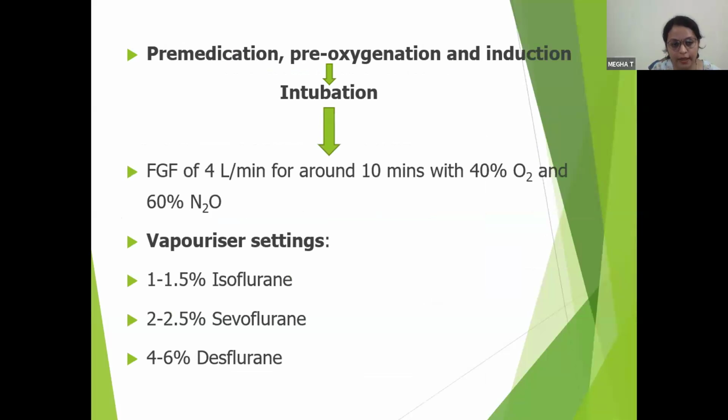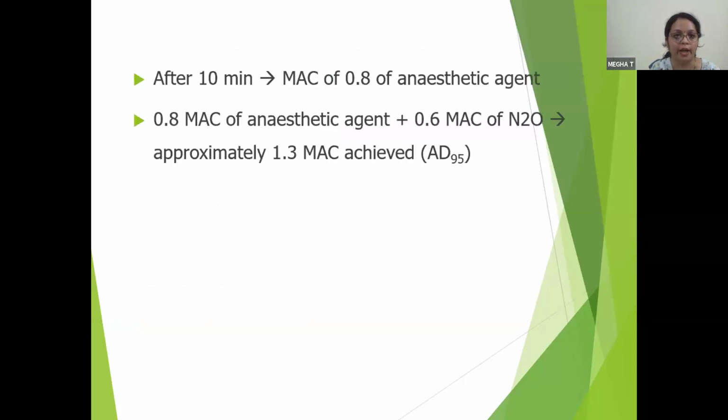So how to go about the initiation? You pre-medicate, pre-oxygenate, induce the patient as usual. Then you go ahead with intubation. After intubation, a fresh gas flow of 4 liters per minute for around 10 minutes with 40% oxygen and 60% nitrous oxide is used. So the vaporizer setting usually will be 1 to 1.5% of DES. When you're using CO, it should be 2 to 2.5. And ISO was 1 to 1.5, 2 to 2.5 of CO, and 4 to 6% of DES. So what you want to achieve is an end tidal anesthetic concentration of 0.8 MAC.